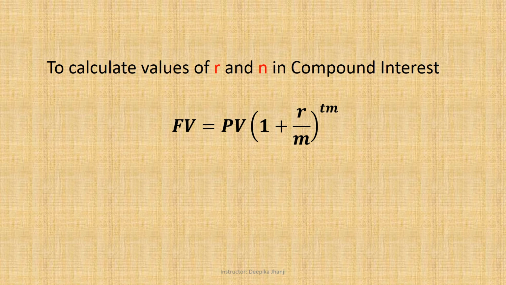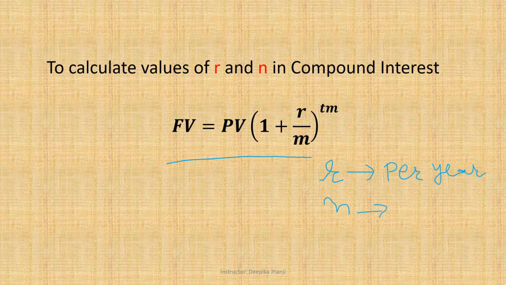Hello everyone. This is lesson 2 of compound interest. In lesson 1, we learned how to calculate future value and the present value using the compound interest formula. In this lesson, our focus will be to learn how to calculate R and N, where R is rate of interest per year or the nominal rate, and N is the number of conversions in the entire period, which is equal to MT.